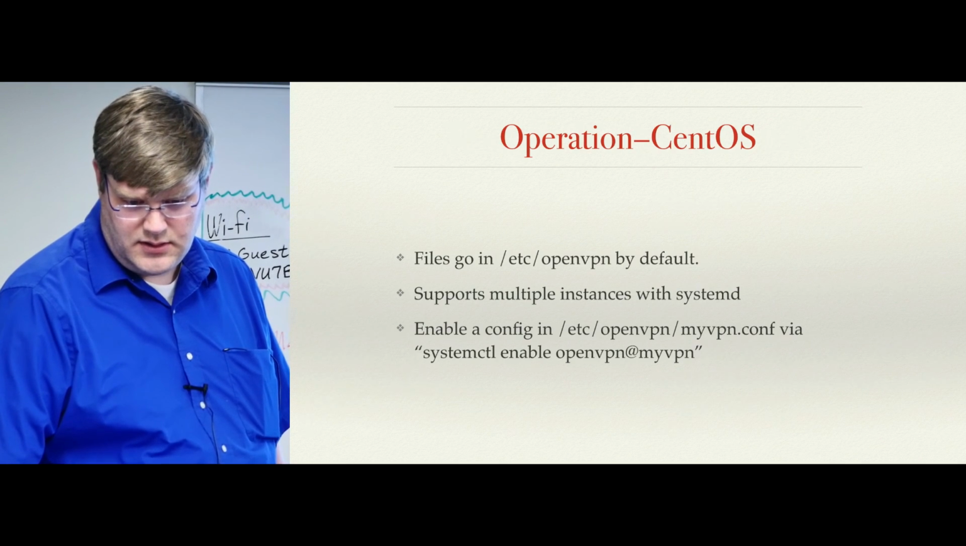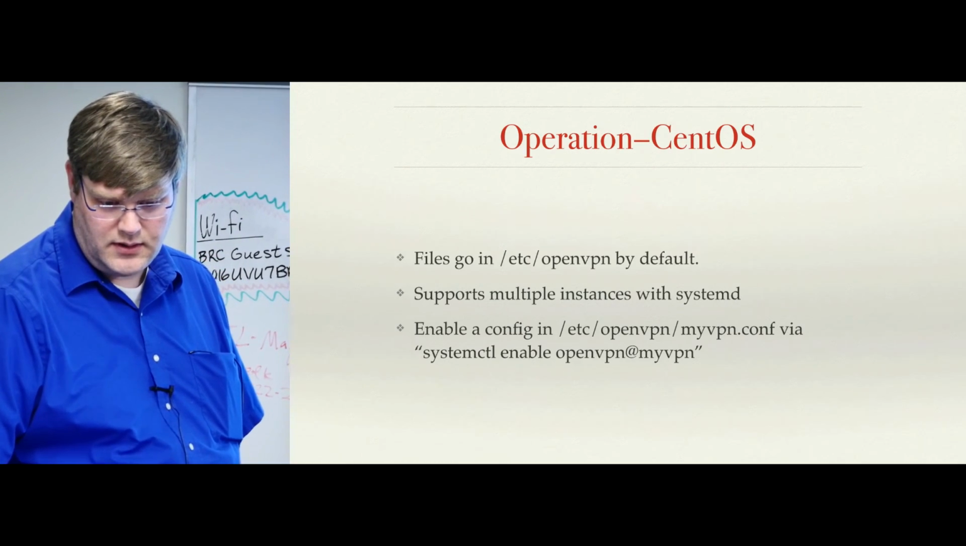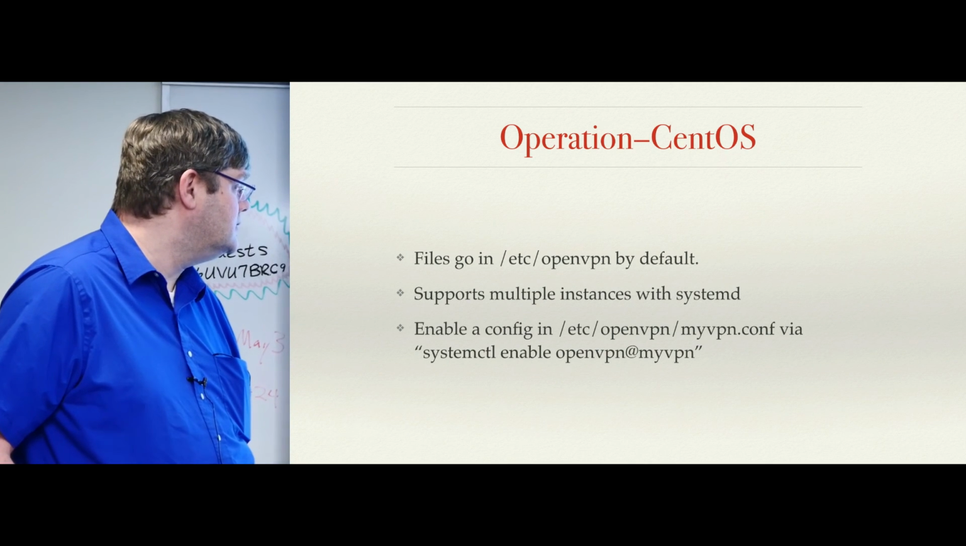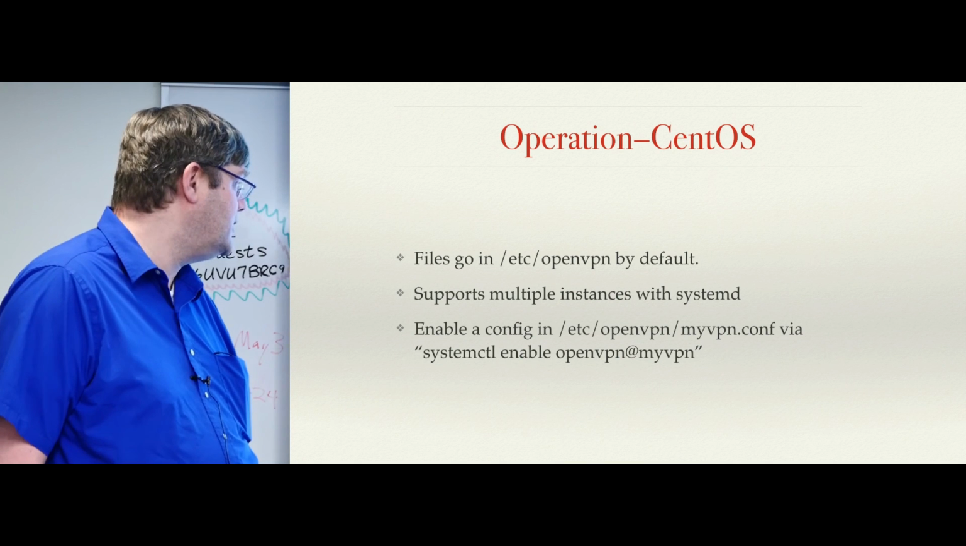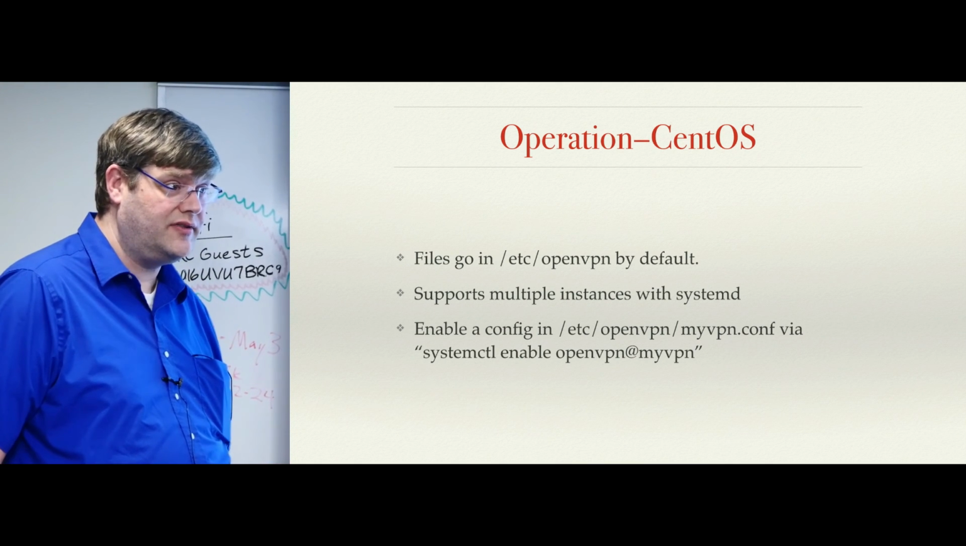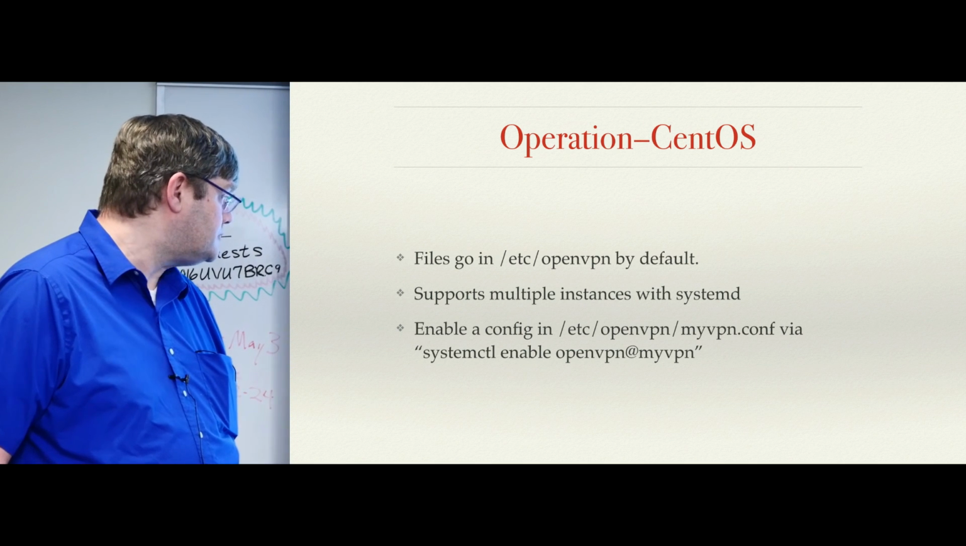That's that. So on CentOS, it's pretty nice with systemd. You install OpenVPN. There's an /etc/openvpn directory. You can drop your config files in there. You can drop your keys in there.